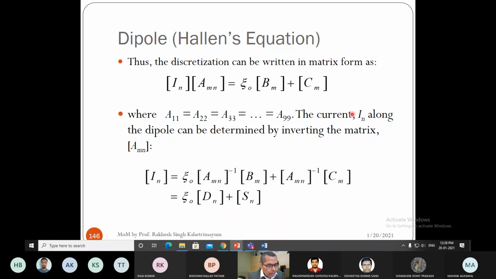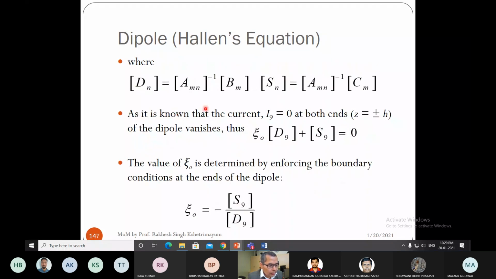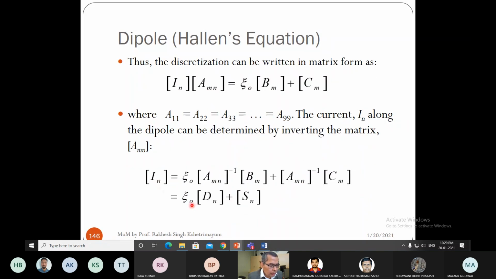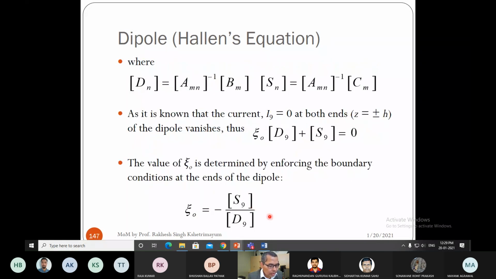you can find out the unknown current density by inverting the Z matrix or A matrix and multiplying with what you have in the right hand side, and denote this term here by dn, short notation, and this term by sn. Then finally you can find out this xi naught, an unknown constant you have here, by applying that at the ends of the dipole antenna the current should be 0, because we have an open circuit at the ends. There won't be a possibility of flowing current at the open end. So from there you just plug it into this equation: I9 is equal to xi0 dn plus d9 plus s9, and you can find out xi naught as minus s9 by d9. This is your fourth programming exercise.